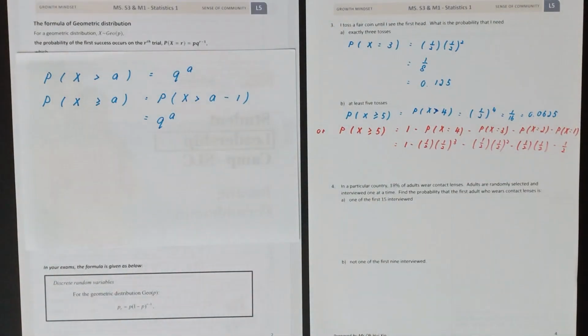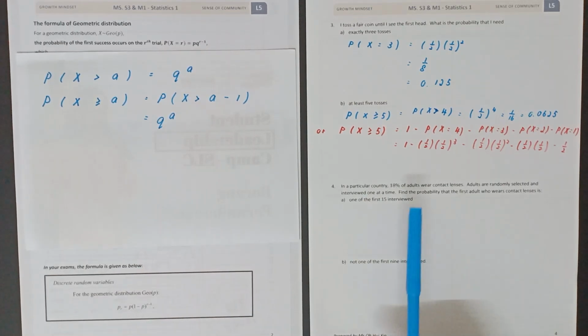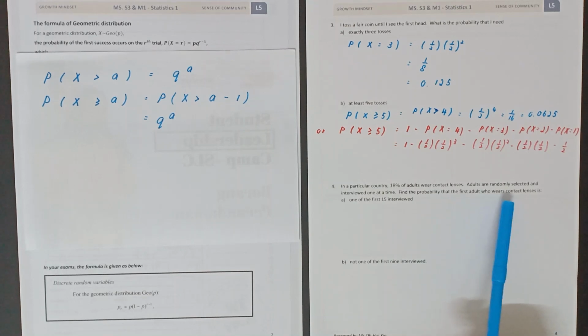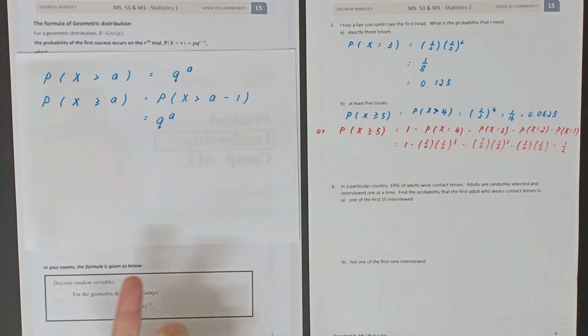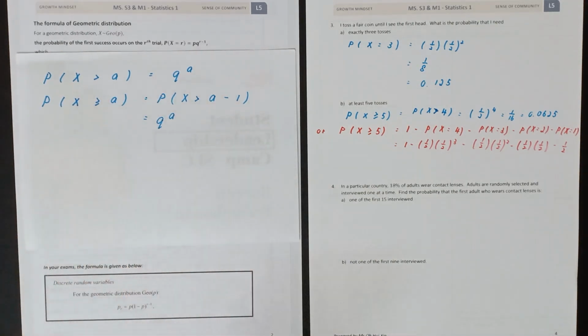In a particular country, 18% of the adults wear contact lenses. Adults are randomly selected and interviewed one at a time. Find the probability that the first adult who wears contact lenses is one of the first 15 interviewed. Okay, you see, now they are not asking what is the probability that the first adult who wears contact lenses is the 15th person that you interview. They ask whether it is one of the 15. So it can be the first one, the second, third, fourth, and so on. But it must be one of the first 15 interviewed.